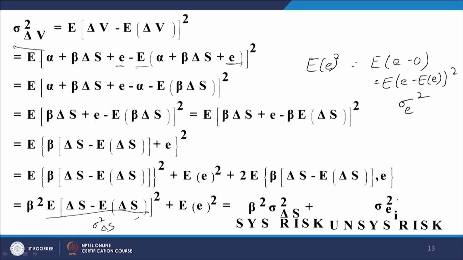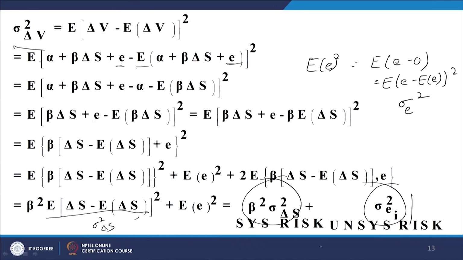This is the variance of the error term, this is the variance of the systematic term. This is called the systematic risk and this is called the unsystematic risk. And a very interesting point here is that there is an orthogonal partition between these two. If you look at it, it is in the nature of a Pythagoras theorem, c square is equal to a square plus b square. So, there is an orthogonal partition between these two, the systematic risk and the unsystematic risk.